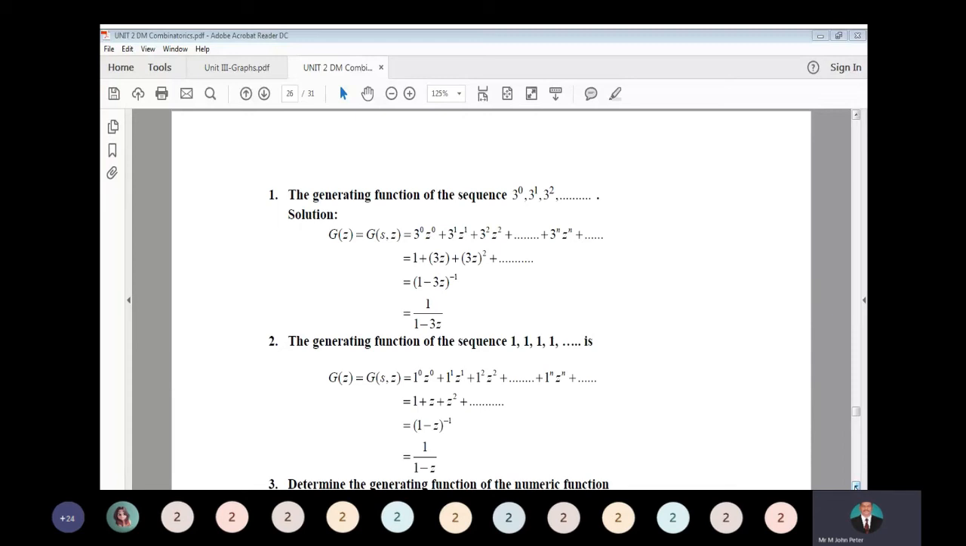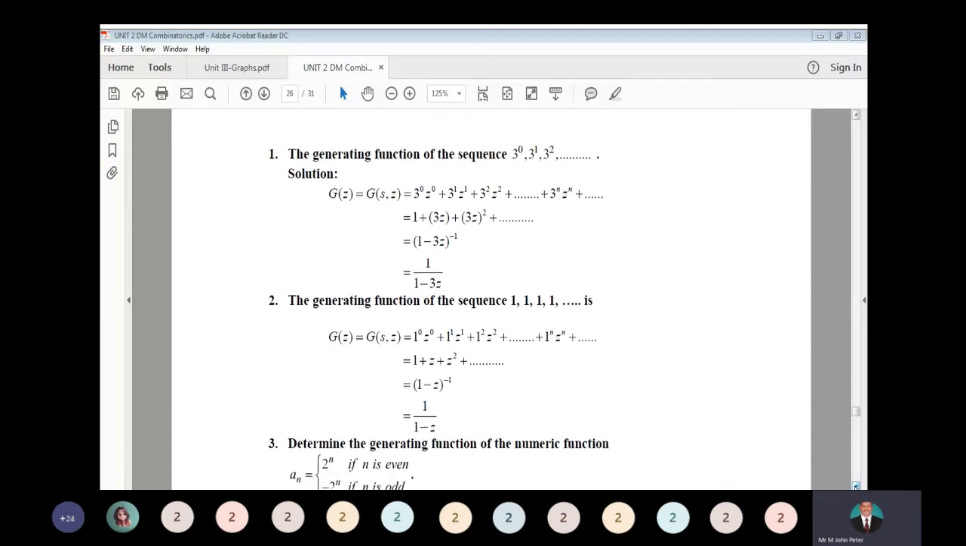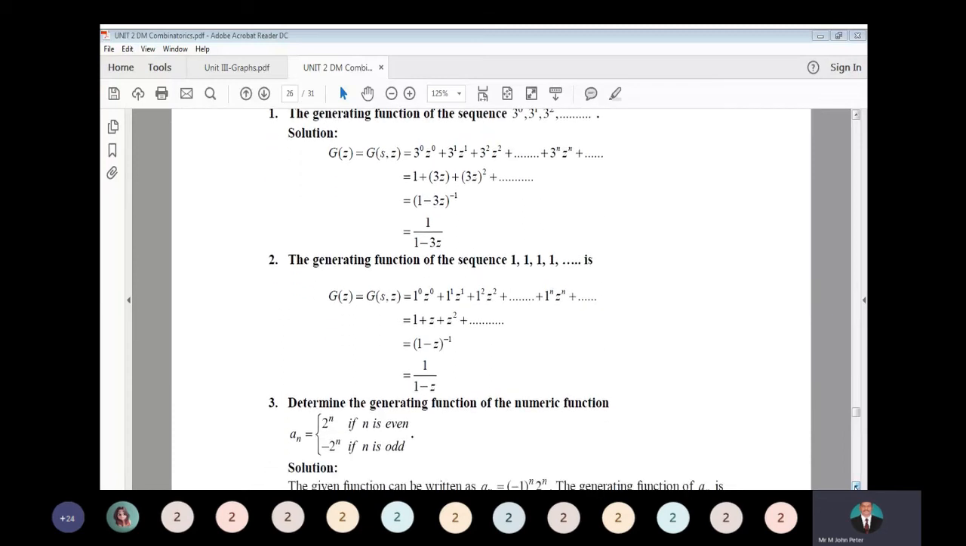The generating function of the sequence 1, 1, 1, 1 combined with z is g(S, z) = 1^0 z^0 + 1^1 z^1 and so on. So you will get 1 + z + z² + and so on. That is nothing but the binomial series (1 − z)^(−1). Taking the power minus 1 to the denominator, we get 1 divided by 1 − z.